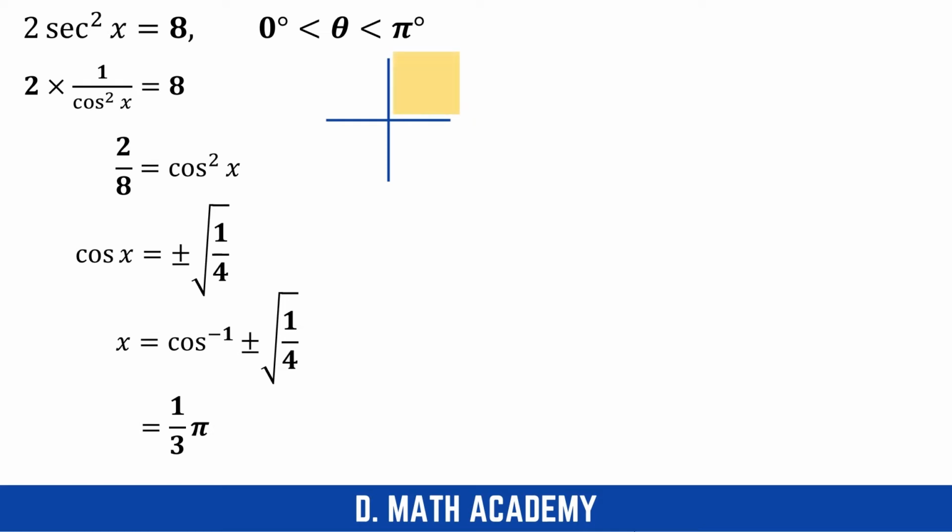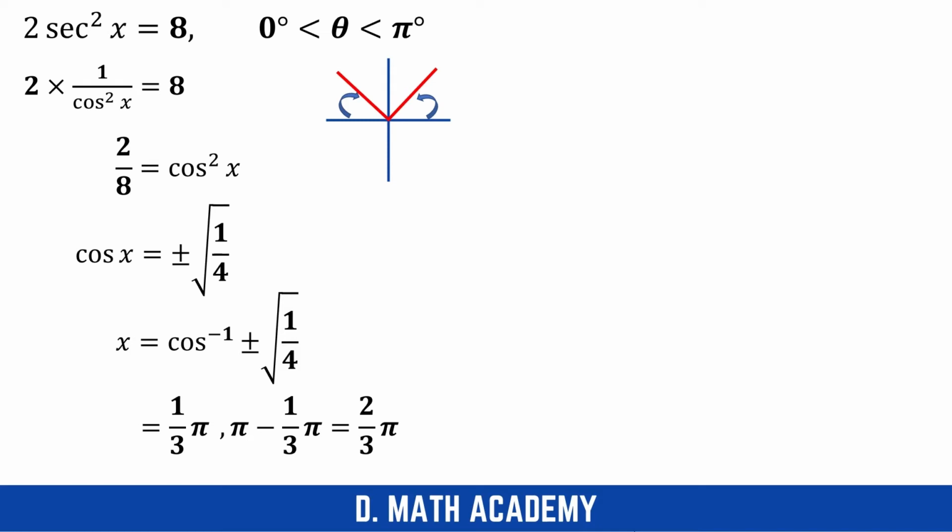In the first quadrant, cosine will be positive here, and in the second quadrant, cosine will be negative. So these two will be the answers. The 1 over 3 pi represents this first line that I drew here, 0 to 1 over 3 pi. To identify the second result, you need to take 180 minus 1 over 3 pi. But remember, 180 is in degrees. After the conversion into pi, you should get pi minus 1 over 3 pi. So our answer will be 2 over 3 pi.